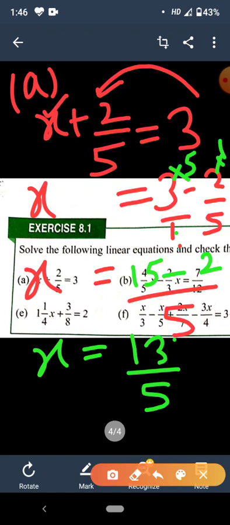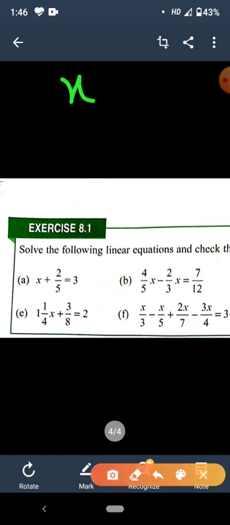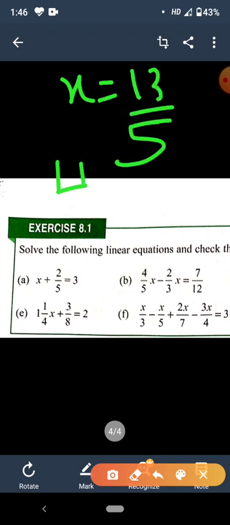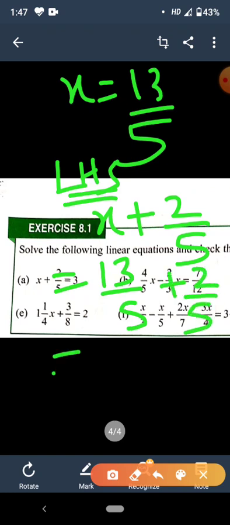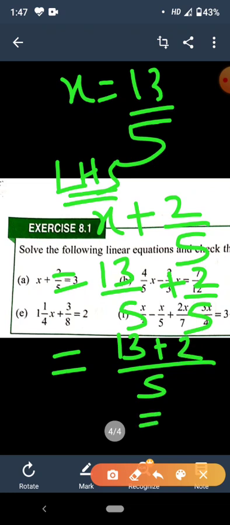And you also have to check whether the answer is correct or not. So x is equal to 13 by 5. For checking, just put the value in the left hand side. So your left hand side is x plus 2 upon 5. Put the value, this is 13 by 5. Then take the LCM, beta. 13 plus 2, that is 15 upon 5. So you get 3. And what is the RHS? It is also 3.